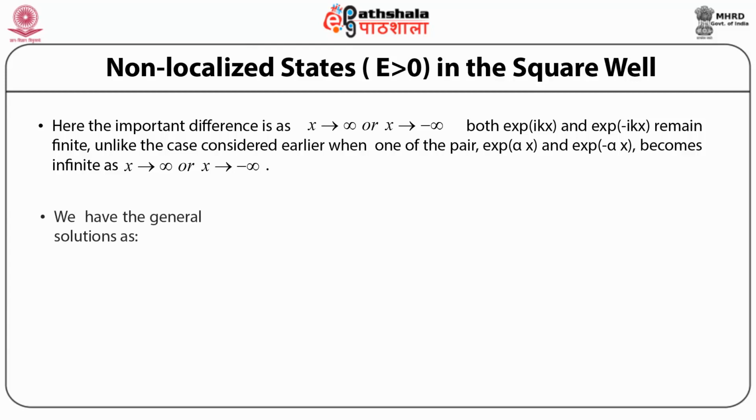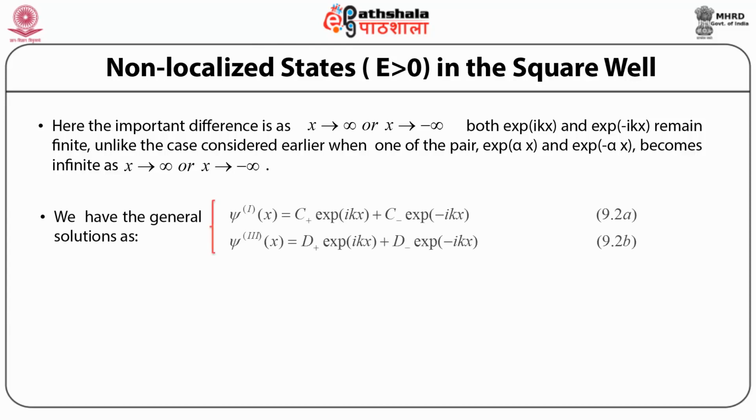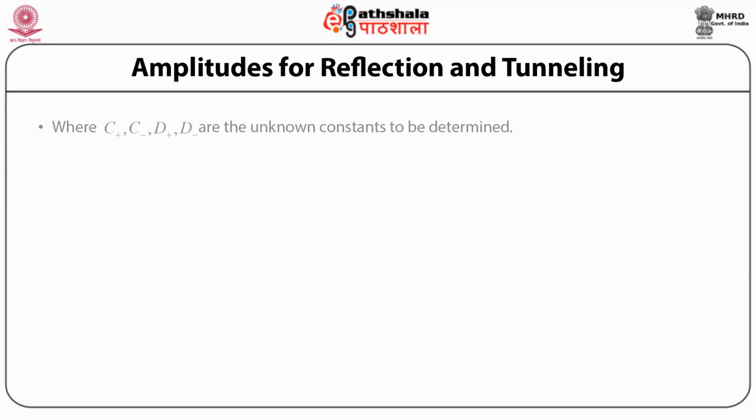As a result, we have the general solutions: psi of x in region 1 is equal to C plus into exponent iota kx plus C minus into exponent minus iota kx, and psi of x in region 3 is equal to D plus into exponent iota kx plus D minus into exponent minus iota kx, where C plus, C minus, D plus, D minus are the unknown constants to be determined.